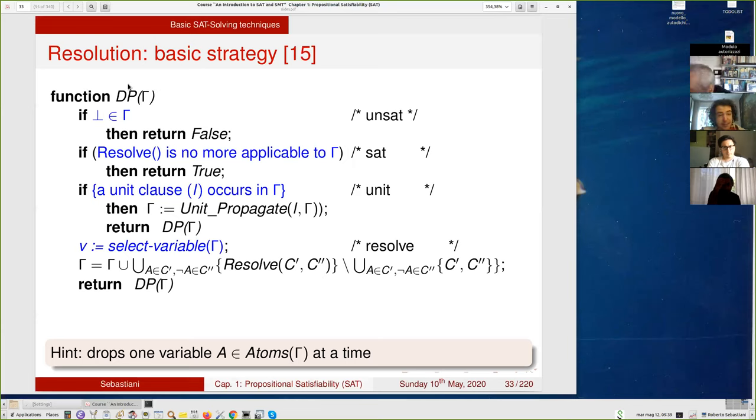I think there is a typo and it should be A that is assigned to select variable gamma. Which line? In the last blue line. Should that be A, which is assigned to select variable? No, you are absolutely right. Yes, it's A here. Can you send me an email later to remind me to modify the slides? No problem. Yes, of course it is an A here.